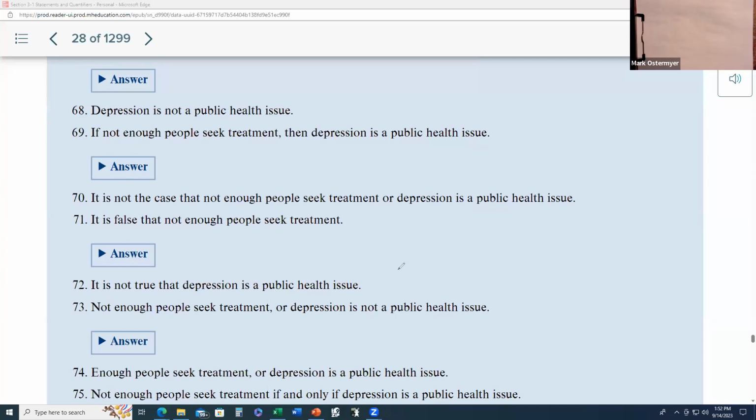Number 70, it is not the case that enough people seek treatment or depression is a public health issue. Now, I want to point something out here. Not means we're negating. Do you agree?